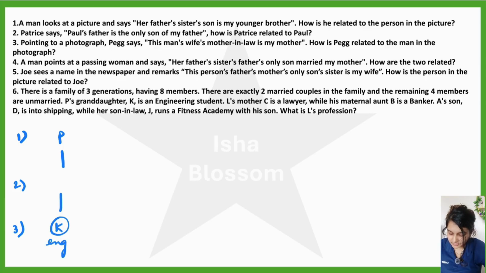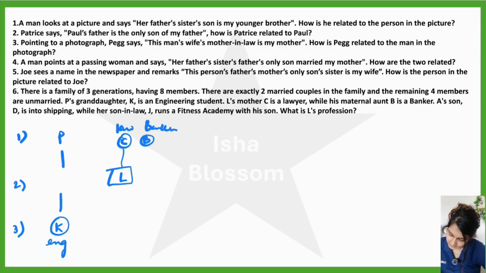L's mother C is a lawyer. Now we don't know, L could be in the third generation or in the second generation. So right now I'll just write it separately. L's mother, that's C, is a lawyer, while his, so L is a guy, L's maternal aunt, meaning C's sister, B, is a banker.